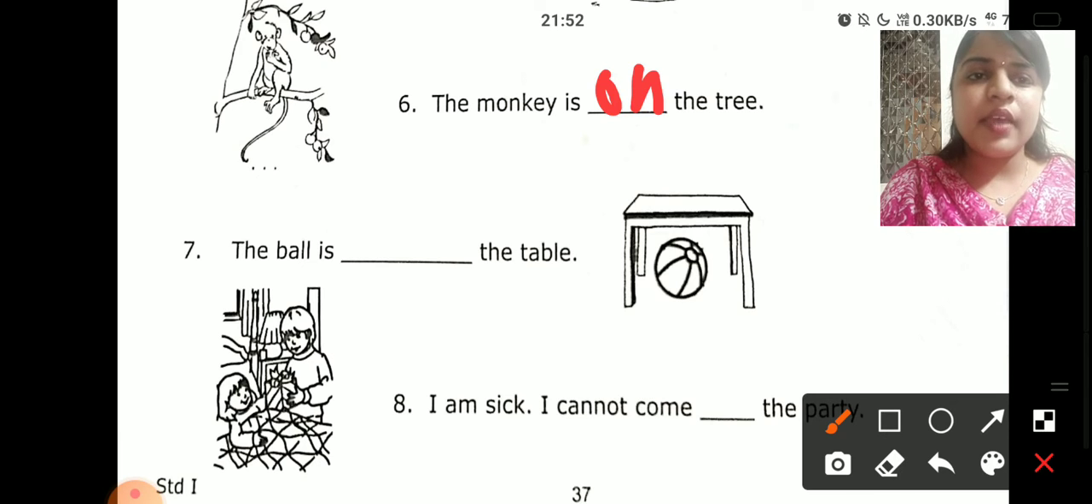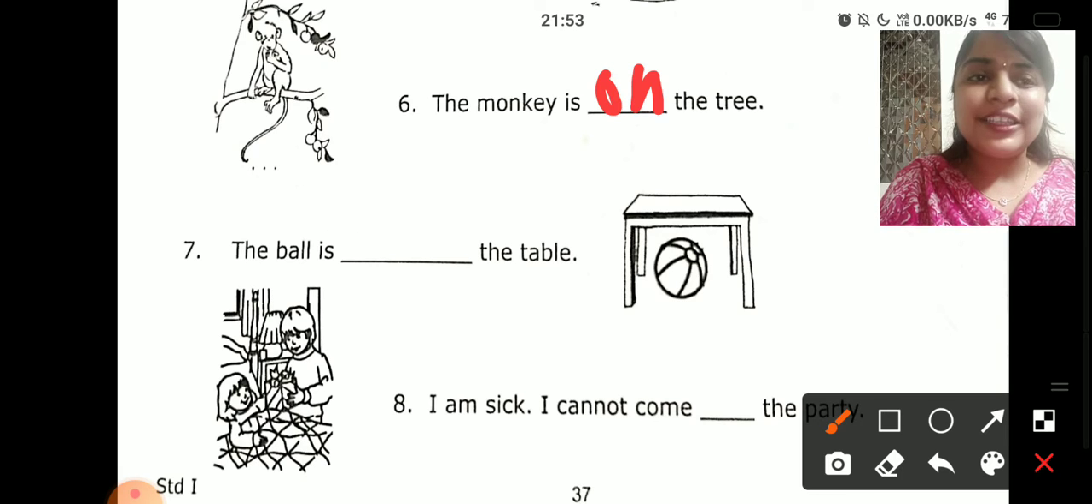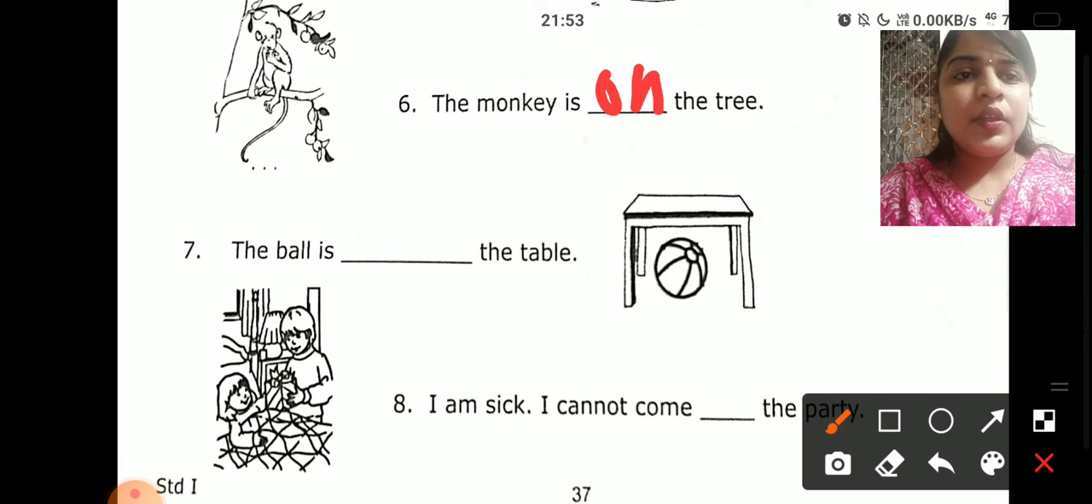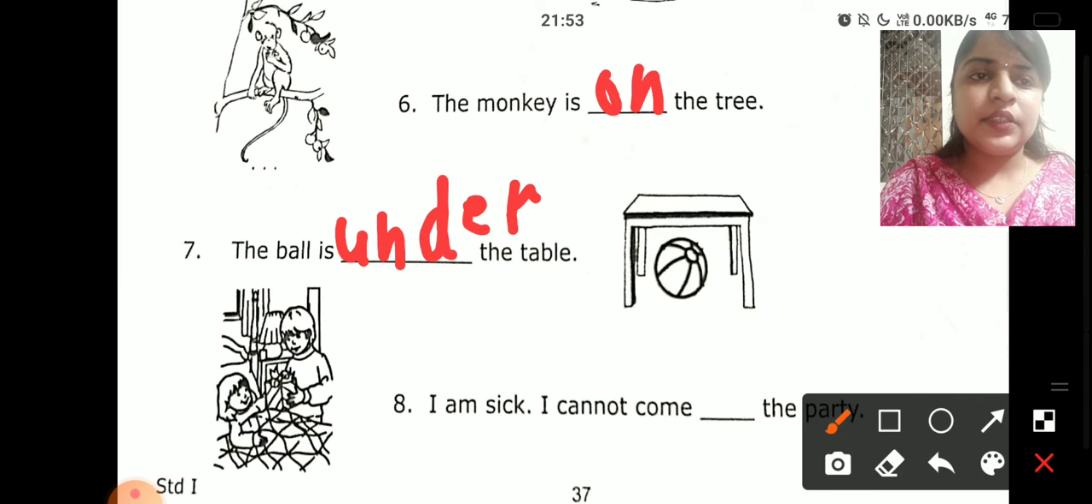Number 7. The ball is dash the table. Where is the ball? The ball is under the table. You can see in the picture, where is the ball, children? The ball is under the table. So write under. U-N-D-E-R, under the table.